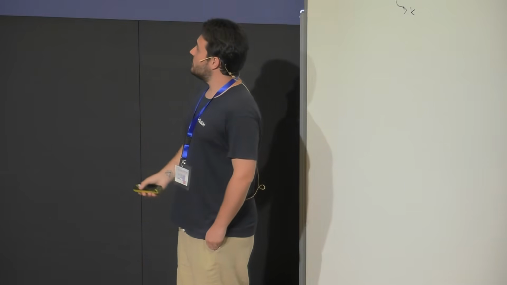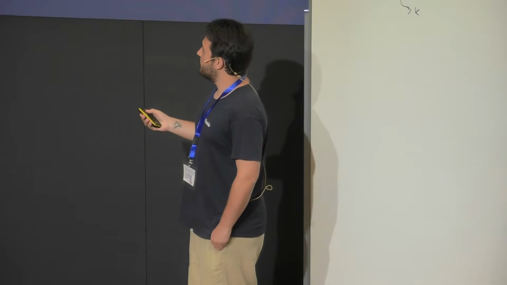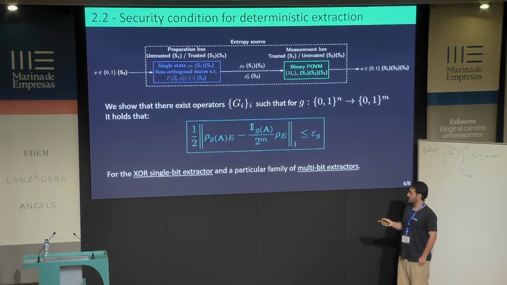So for the XOR extraction, in principle, it can. That's a kind of extractor that we could try to show. However, it's not as interesting because it's a single-bit extractor, meaning that you take an input of length n and you output a single bit. So it's not practical at all. It's just more of a proof of concept.